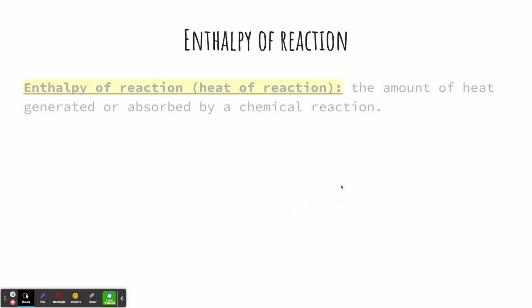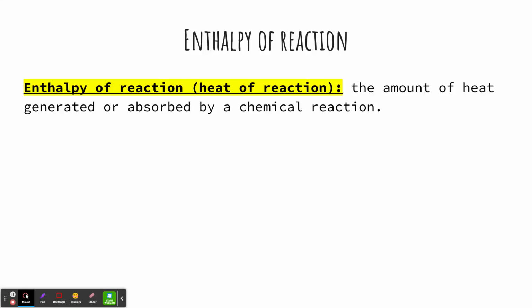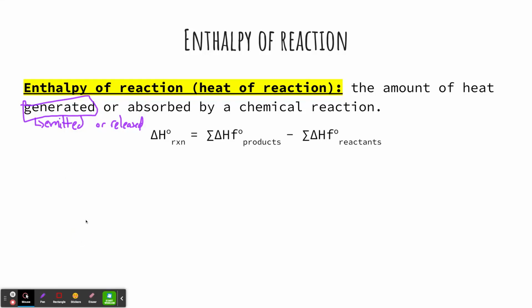All right, the enthalpy of reaction is simply the amount of heat generated or absorbed by a chemical reaction. Guys, generated, we could also think of it in terms of emitted or released. Those are synonyms of generated, just so we're aware of that. So our delta H of our reaction is equal to the sum of the delta H of formation of our products minus the sum of the delta H of formation of reactants.